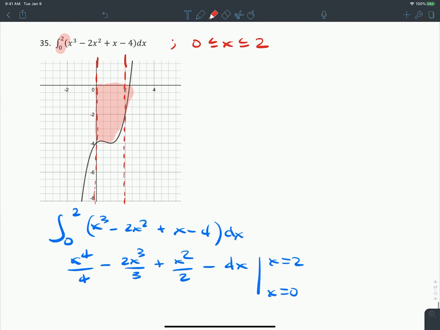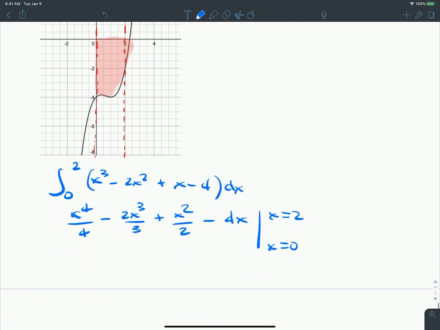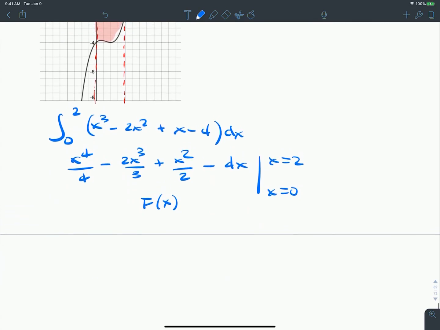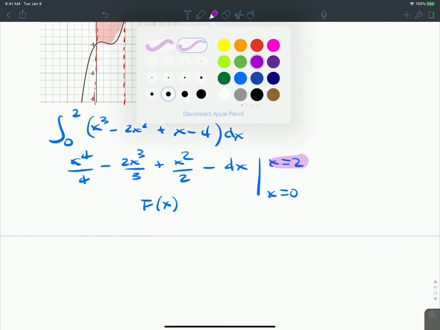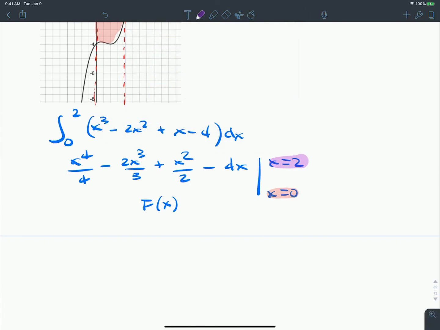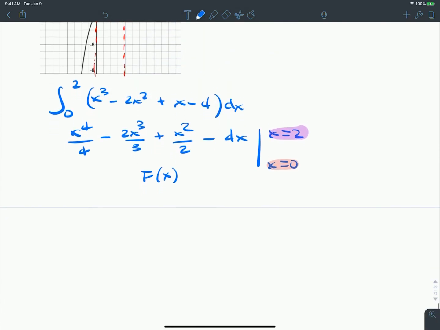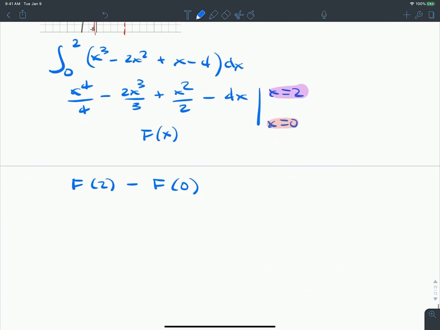So let's see what this is, because we already integrated. So I have my antiderivative function here, and that's not theta anymore. That was the last question, or a few questions back. That's going to be x. Let's plug in both the upper limit value of x is 2 and the lower limit value of x is 0. So we'll get f of 2 minus f of 0. So there's going to be some arithmetic here.